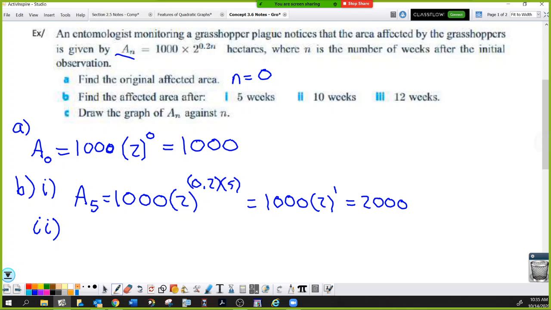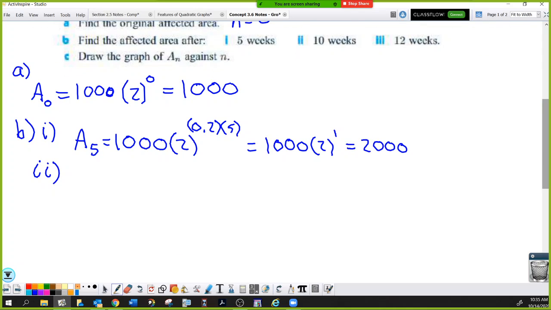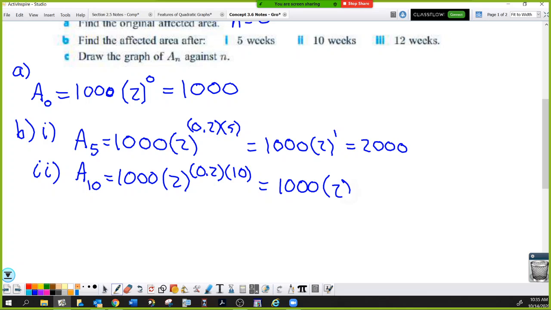You're going to plug in 10. You're going to get 1,000, so A sub 10. Oh yeah, much better. 1,000 times 2 raised to the 0.2 times 10. And you see why I'm showing this work? The reason I'm showing this work is in case I fat finger a calculator, and this was one of those IB questions that's only worth 2 marks. You want to show your work in case you can get a method mark. But anyway, that gives us 1,000 times 2 to the 2. 2 to 2 is 4. So this is 4,000 hectares.